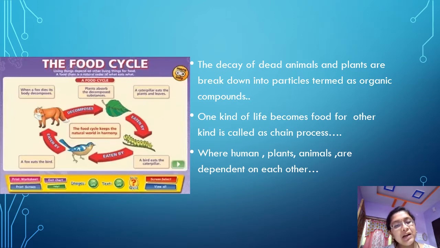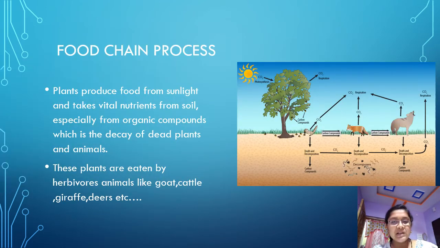That will be eaten by a caterpillar, and again this caterpillar will be eaten by a bird, and this bird will again be eaten by a fox. So this is a food cycle process which will be continuing. Means it's a chain process where one thing will be dependent on another for food. This is called the food cycle process, where humans, plants, animals are dependent on each other. So this is the food chain process.